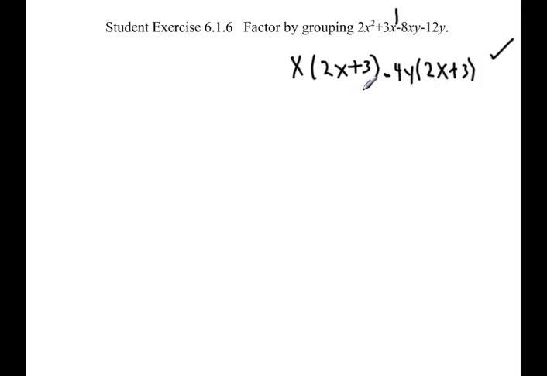Since our parentheses are the same, that is our GCF, or greatest common factor. We'd write it once on the outside, and then on the inside we'd write what's left over if we were to take it out of the problem. Namely, we'd get x, take it out here, and we get minus 4y. Our answer is 2x plus 3, x minus 4y.